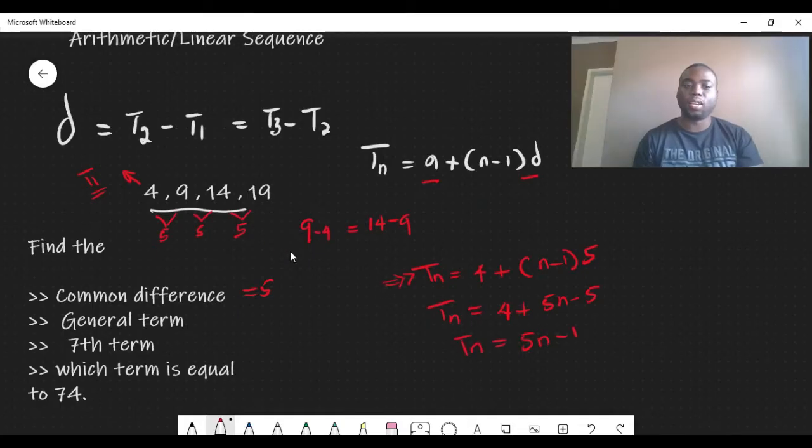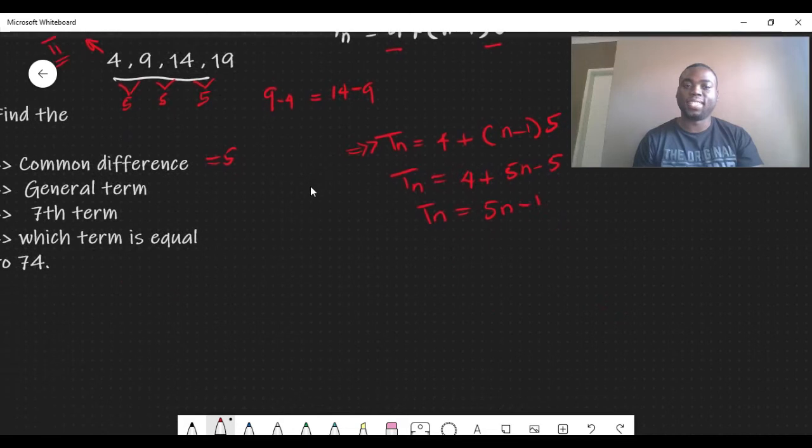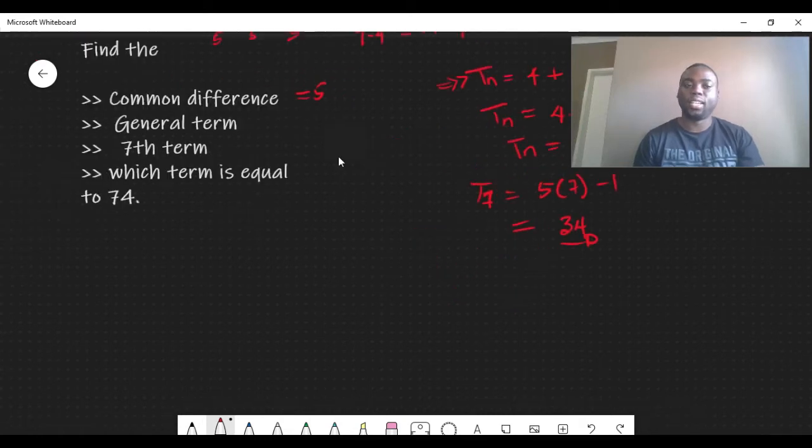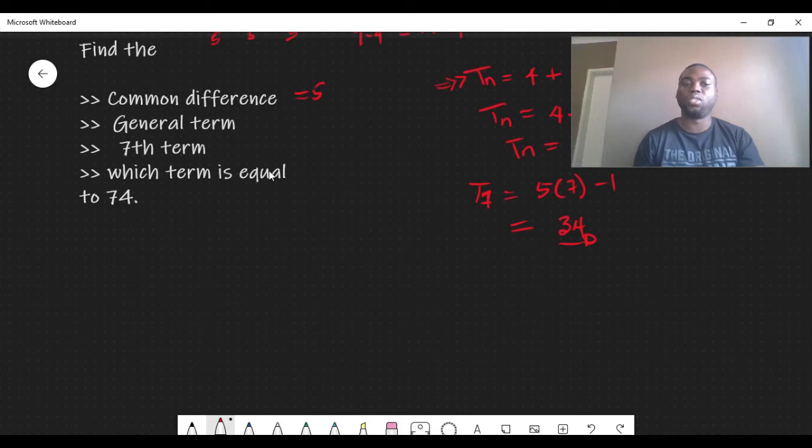Now the next one asks us to find the 7th term. Now for us to be able to calculate the 7th term, all we need to do is find T7. So we would replace our n with 7, which as you can see here would give you 35 minus 1, which would be 34. And that will be the answer for the 7th term. That's all.